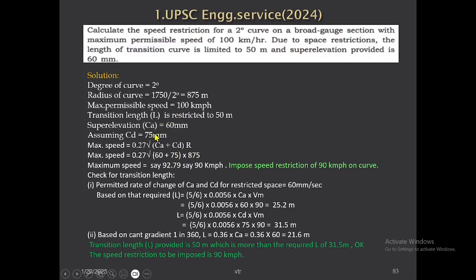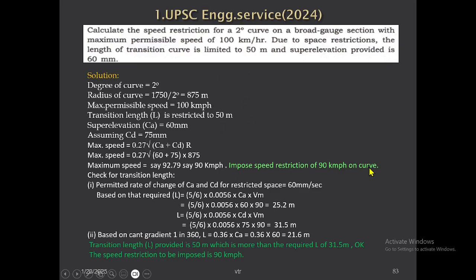Then use the relation 0.27 into root of CA. CA is given, this is 60 mm, and CD we are permitting up to 75 mm, and R is 875 meter. Substituting here, we get the maximum permissible speed on the curve coming around 92.79, say 90 kmph. Since the sectional speed is 100 kmph, we cannot permit this much, and we are restricted to 90 kmph on the curve.